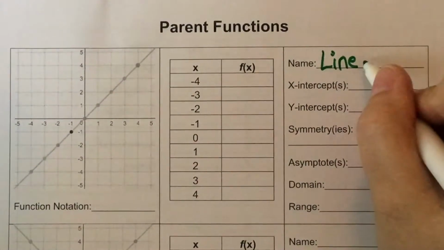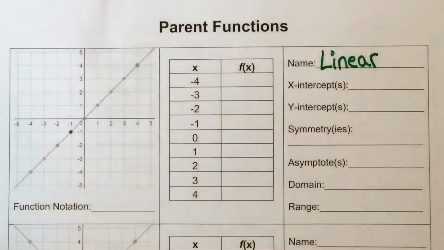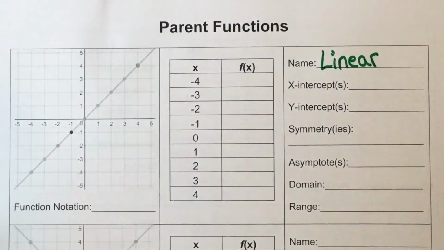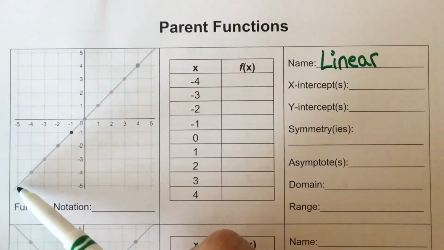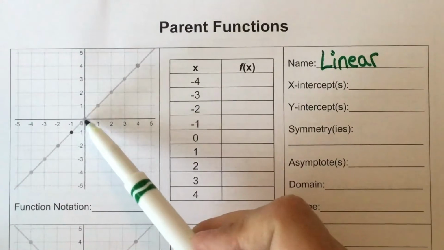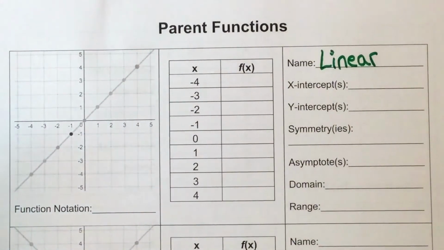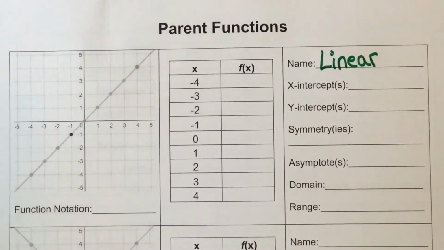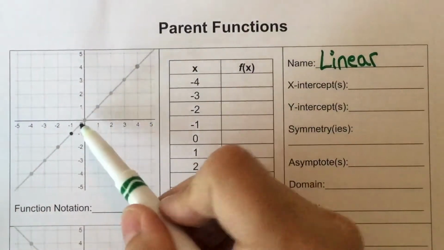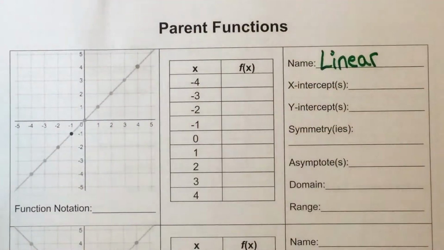Okay, so the first parent function up is our straight line, which is known as linear. There's the word line in the word linear. So whenever you have a diagonal line that goes through 0, 0 with a slope of 1, that is the linear parent function. So it's not just for any diagonal line out there. It has to go through 0, 0, and it has to have a slope of 1.